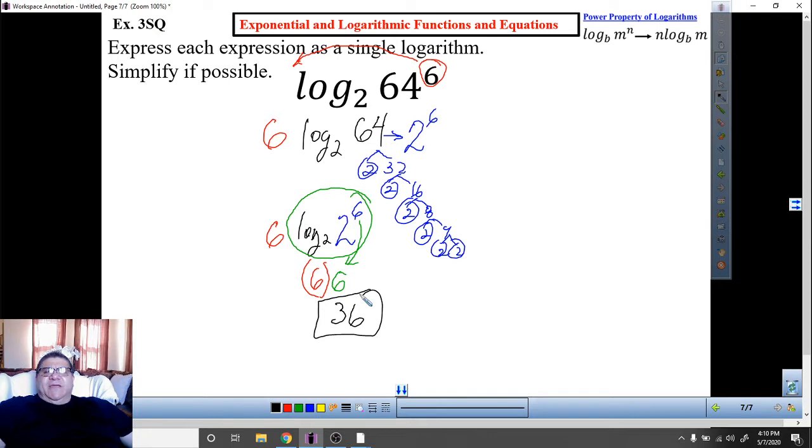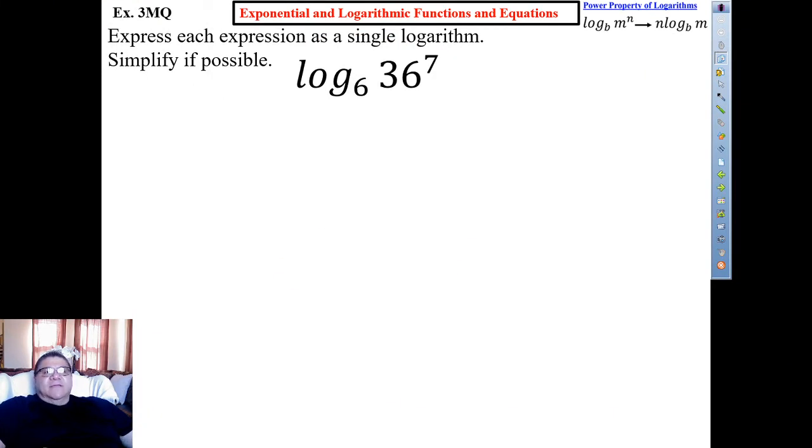Alright, I think we got this, right? Yes, Mr. Q. Alright, good. Alright, one last one. Copy this one, example 3 mega Q. We got log 6, and we got 36 to the 7th power. Pause the video, see if you can do that one by yourself.